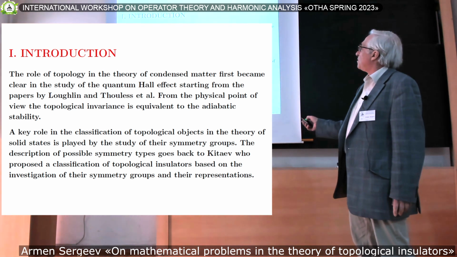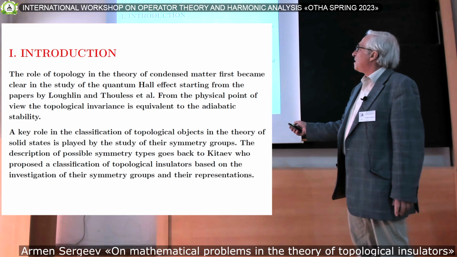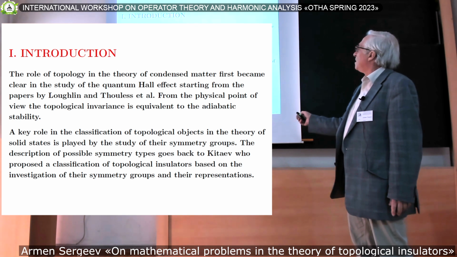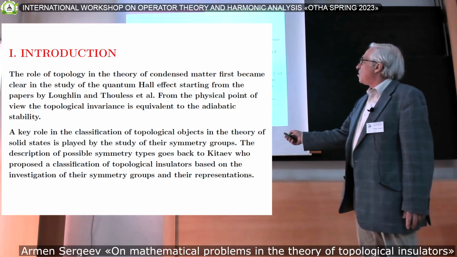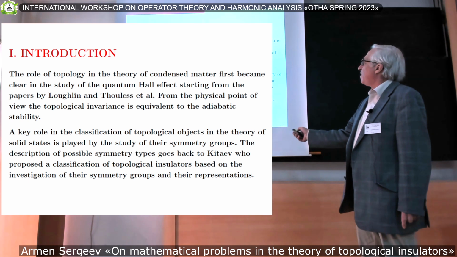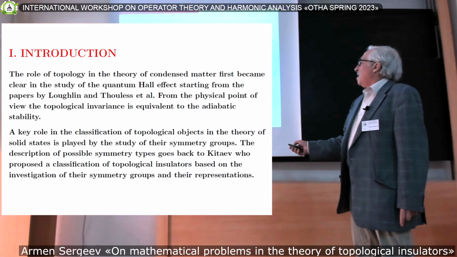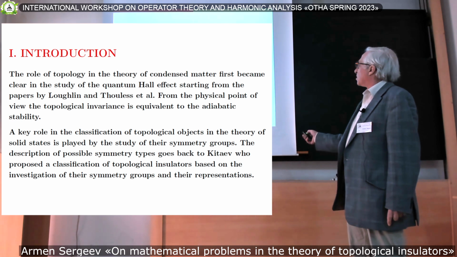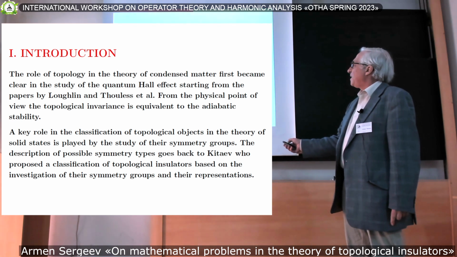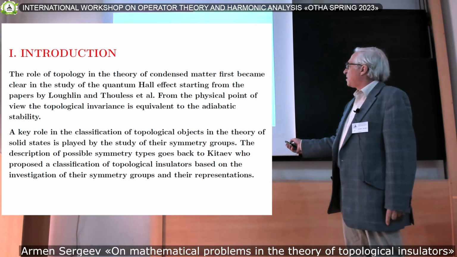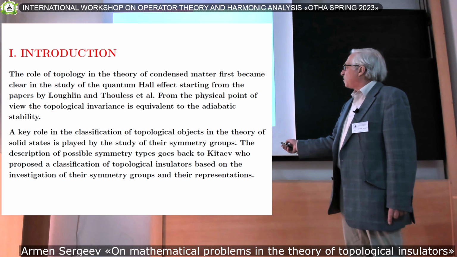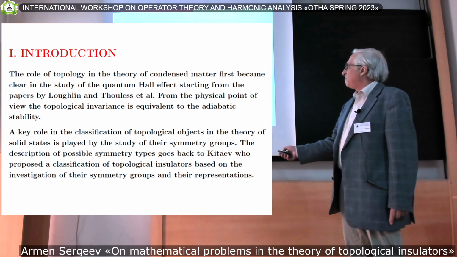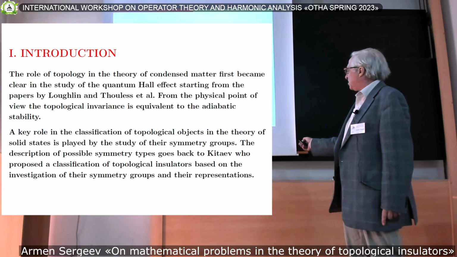The role of topology in the theory of condensed matter first became clear in the study of the quantum Hall effect, starting from the papers by Laughlin and Thouless with co-authors. From the physical point of view, the topological invariance is equivalent to adiabatic stability. A key role in the classification of topological objects in the theory of solid states is played by the study of their symmetry groups. The description of possible symmetry types goes back to the physicist Kitaev, who proposed a classification of topological insulators based on the investigation of their symmetry groups and their representations.